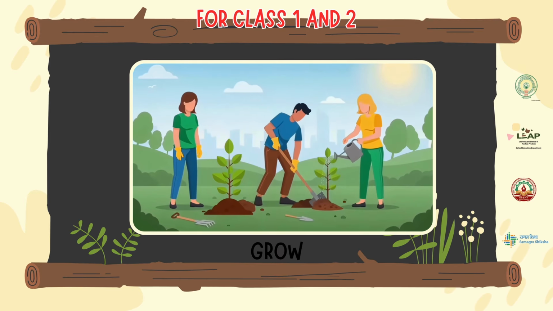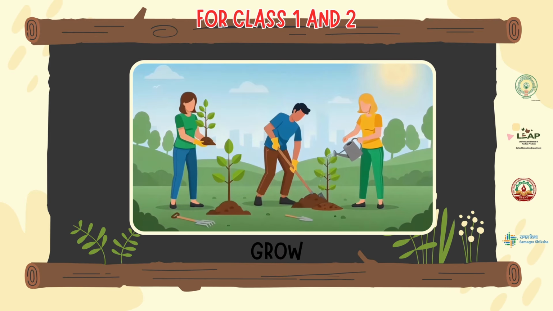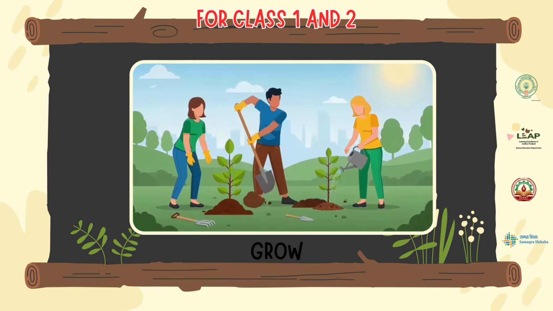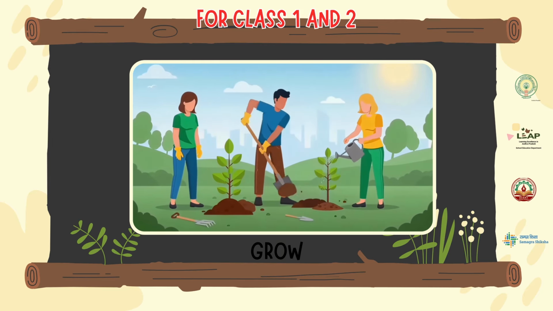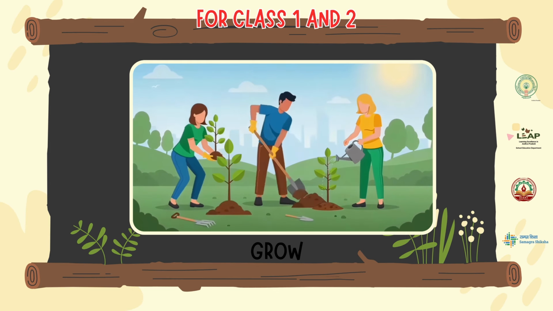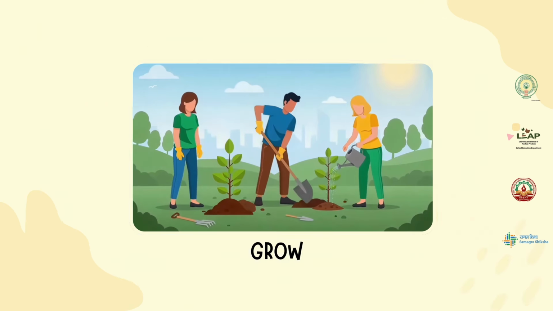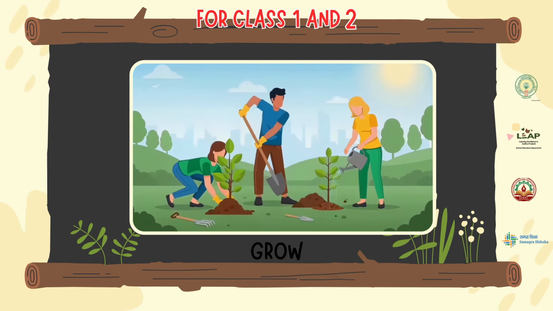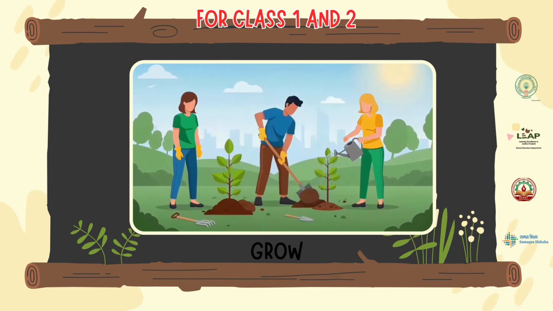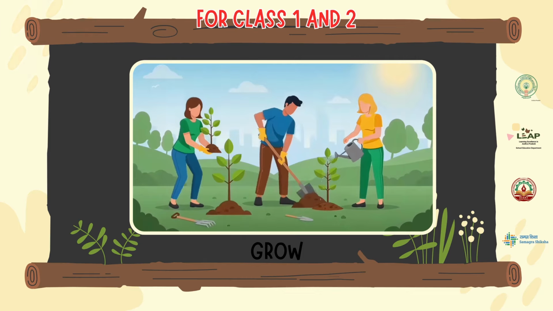Let's all show it with our hands. Start small, bend down, then slowly stand tall. Grow, grow, grow. Wow, very nice. Let's all show it once again with your hands. Start small, bend down, then slowly stand tall. Grow, grow, grow. Now you are growing like a plant.